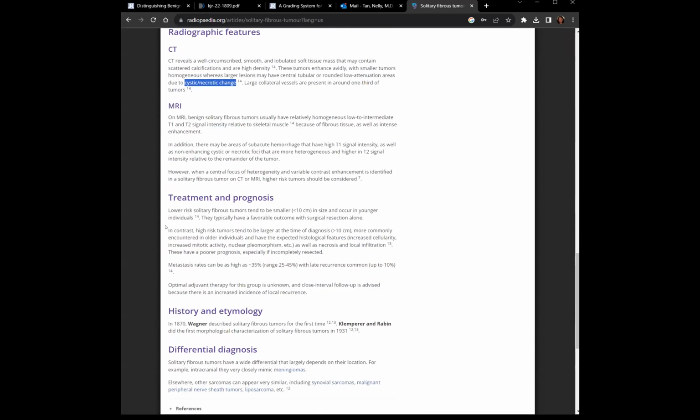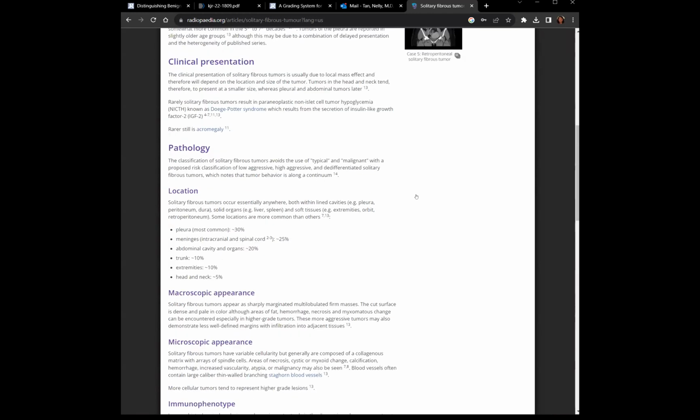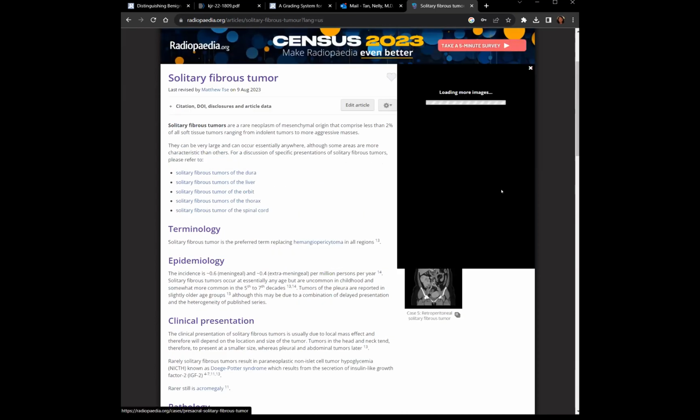I feel like in residency, people always teach about it arising from the pleura and causing hypoglycemia because it produces insulin-like factors. But apparently it's just as common in the retroperitoneum. And like you said, it can happen anywhere. So mesentery, soft tissue, liver. We've seen liver. Like Victoria showed a case of a solitary fibrous tumor of the liver. Although often it's from the ligaments of the liver, like the falciform ligament. So it looks like it's liver, but it's actually from some of the external areas.